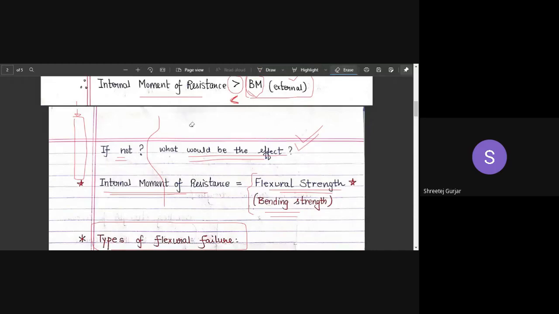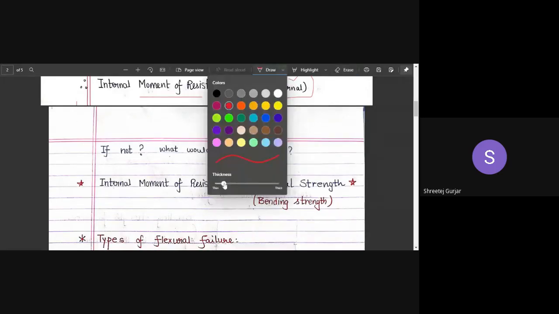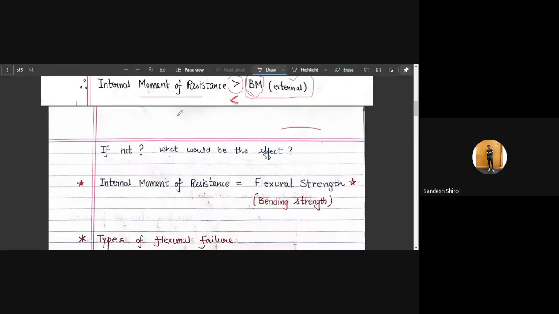Next, any other type of failure? Can you recall any other type of failure? Try to recall. Try to give an answer. Cup and cone failure in steel, sir. Cup and cone failure of steel, which you are telling.